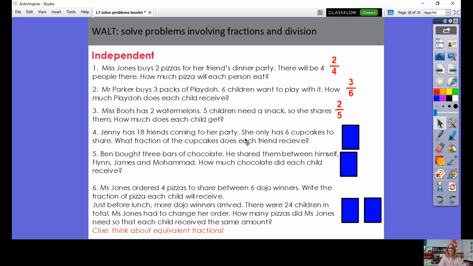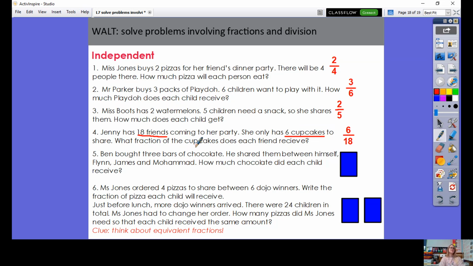It gets a little bit tricky with some larger numbers now. We have to think which way around my fraction needs to be. So Jenny has 18 friends coming to her party. She only has 6 cupcakes to share. What fraction of the cupcakes does each friend receive? So it's a little bit trickier this time because the number of people is first. So there are 18 friends that are getting the cupcakes shared between them, and there are 6 cupcakes. That is what I am sharing. So my fraction should be 6/18. Well done if you managed to get that one correct.